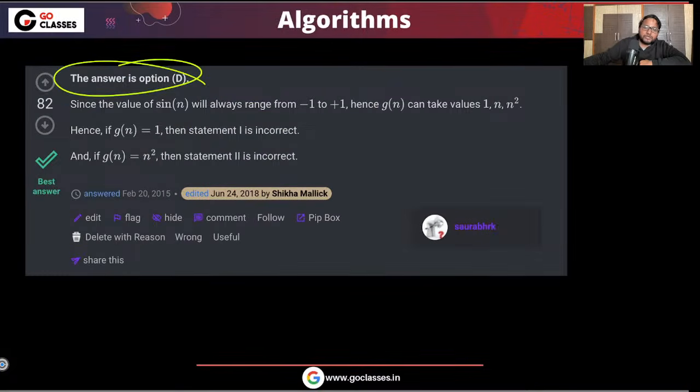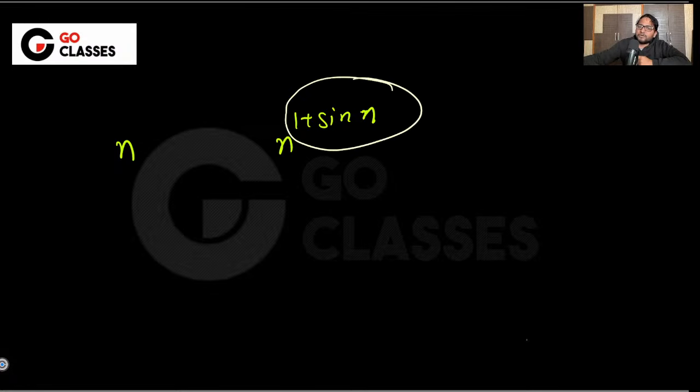See, if I just ask you, can you compare between n and n to the power 1 plus sin n? Then since this power can be sometimes lesser than 1, can be sometimes greater than 1, so you can't compare, right? Can't compare.